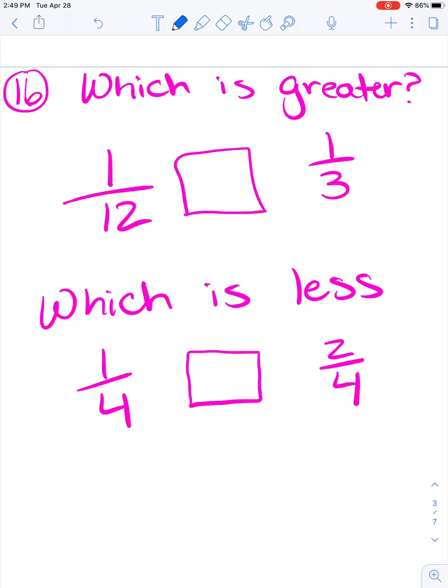Here we're going to do which is greater. I do not want you to be doing the butterfly method. I want you to be thinking about what you know about fractions. The bigger the denominator, the smaller the piece. Because if I was going to cut, let's say, this rectangle into 12ths, and I'll have the same sort of rectangle and I'll cut it into thirds. Let's cut this into 12ths. Oh my goodness, I could barely get it in there.